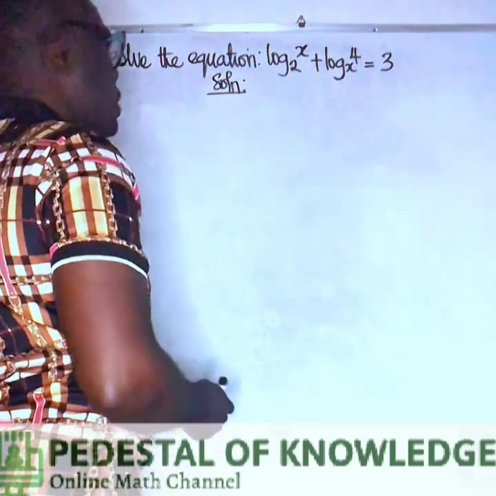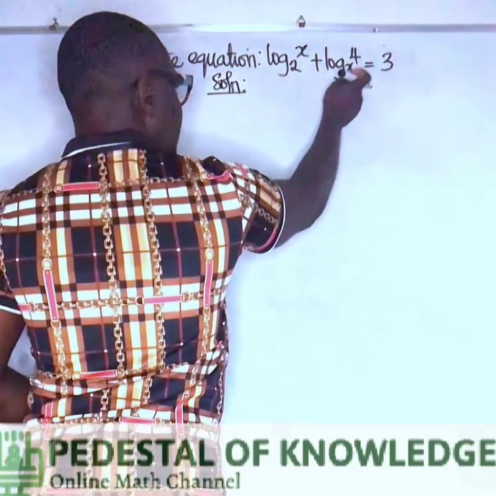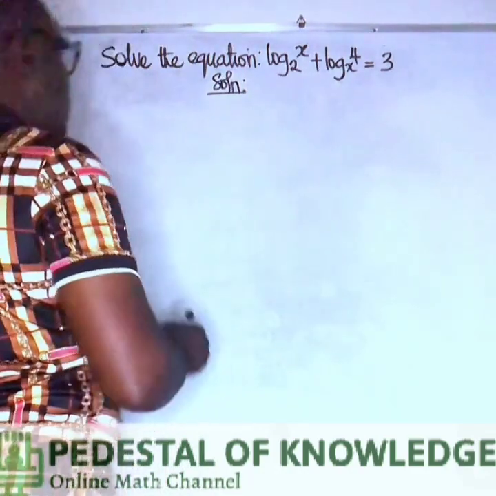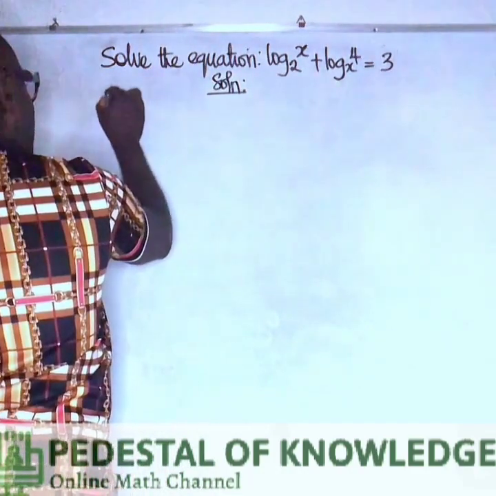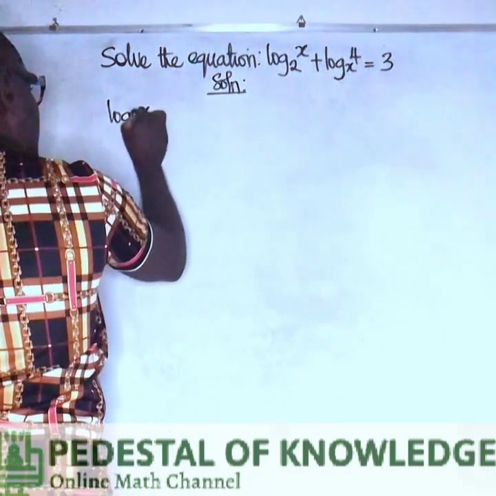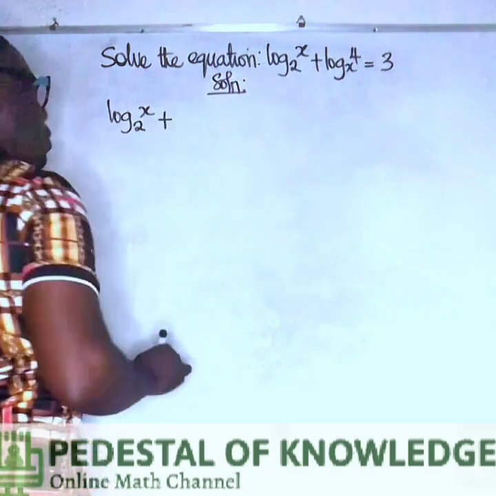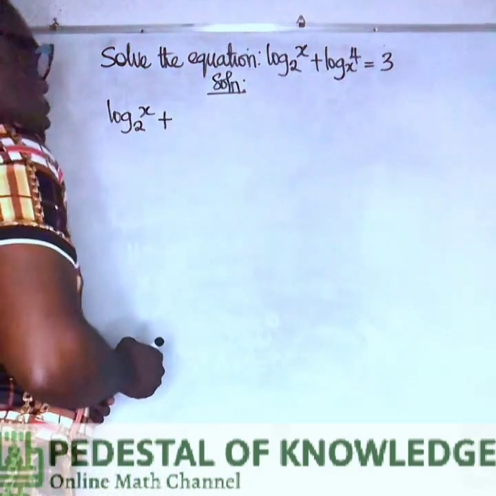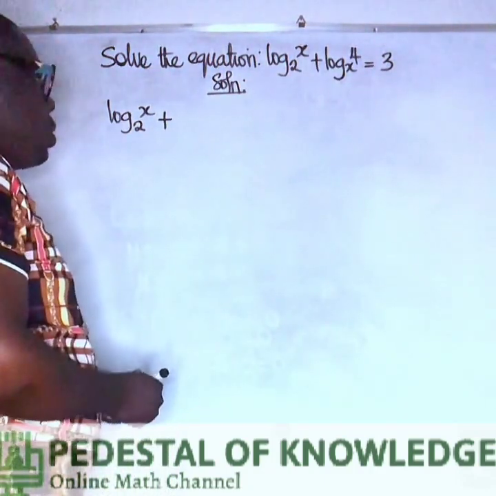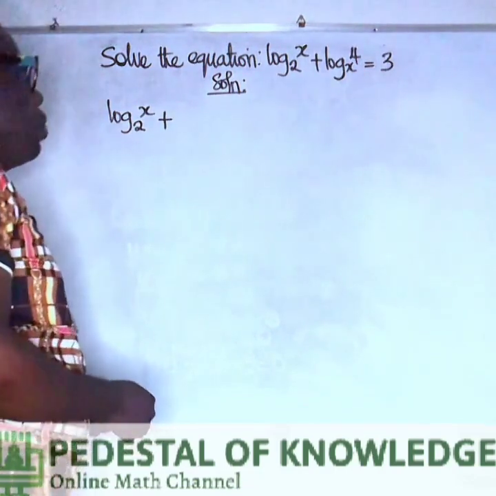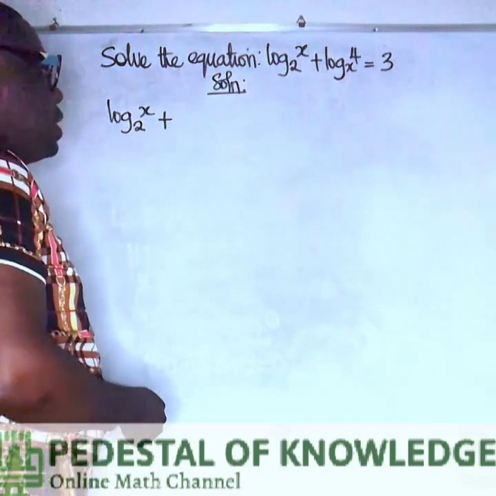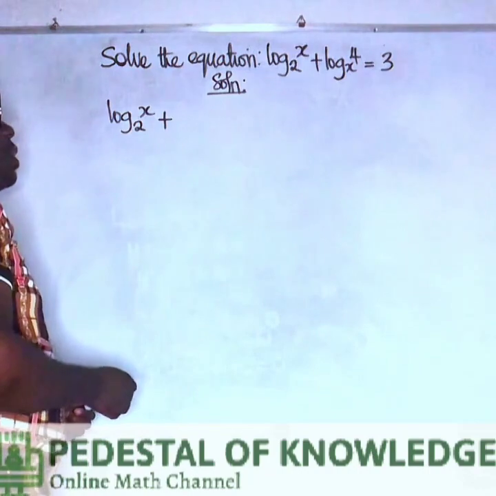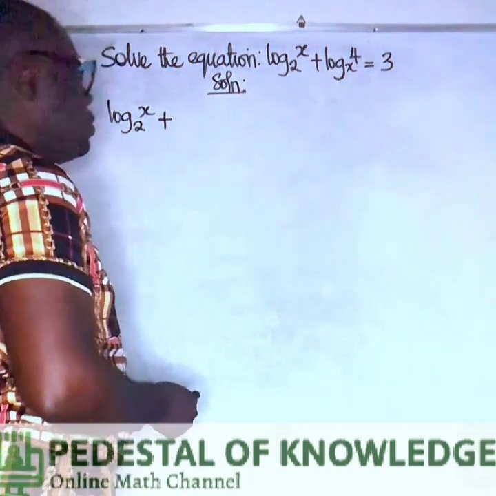So the first thing we need to do is to change this base from x to 2 so that the logarithms on the left-hand side will have a common base. So we now have log x base 2 plus, now we want to change this base from x to 2. And remember that the change of base law in logarithm says that when the base of a logarithm is to be changed to a new base, then the logarithm of the number to the new base must be divided by the logarithm of the former base to the new base.